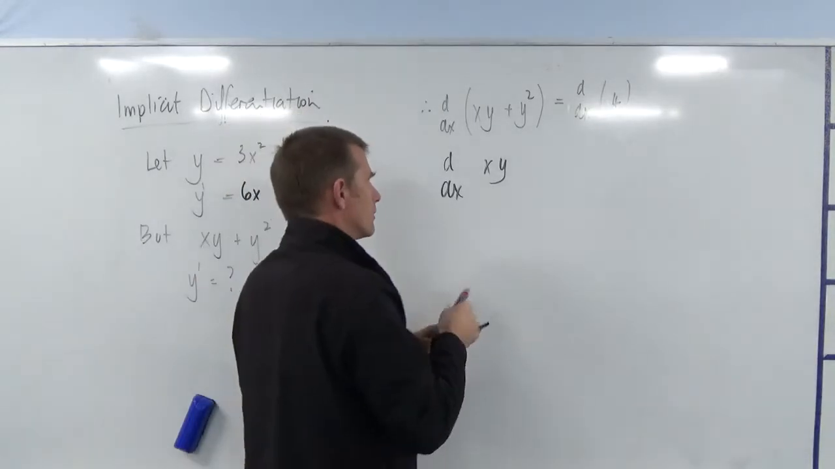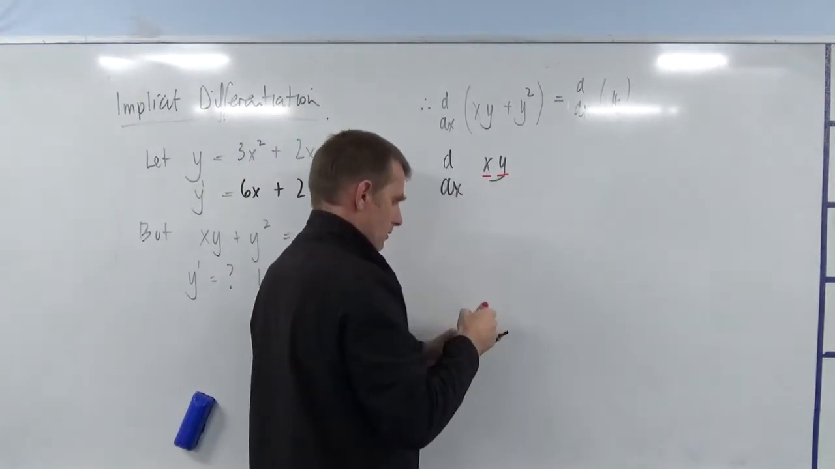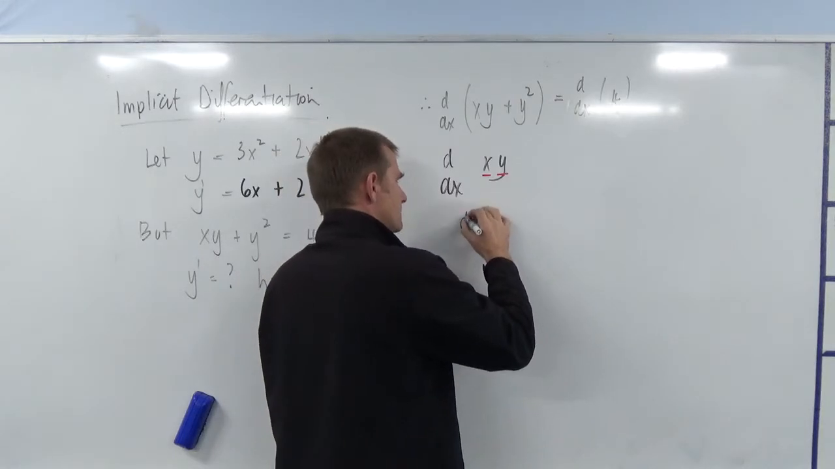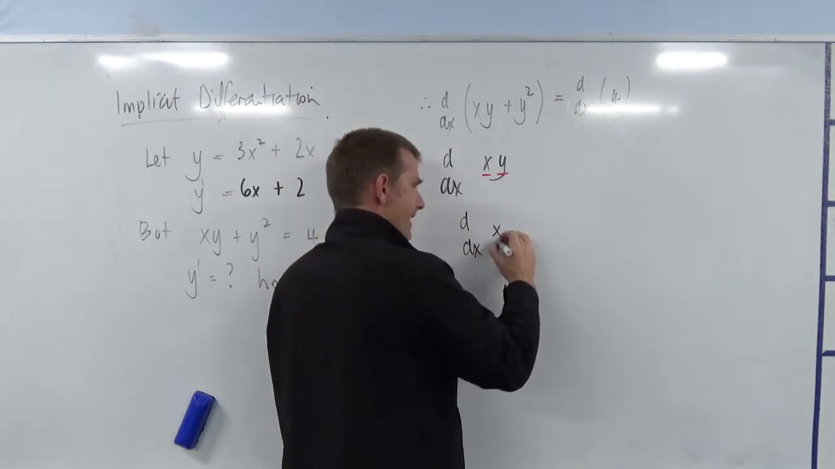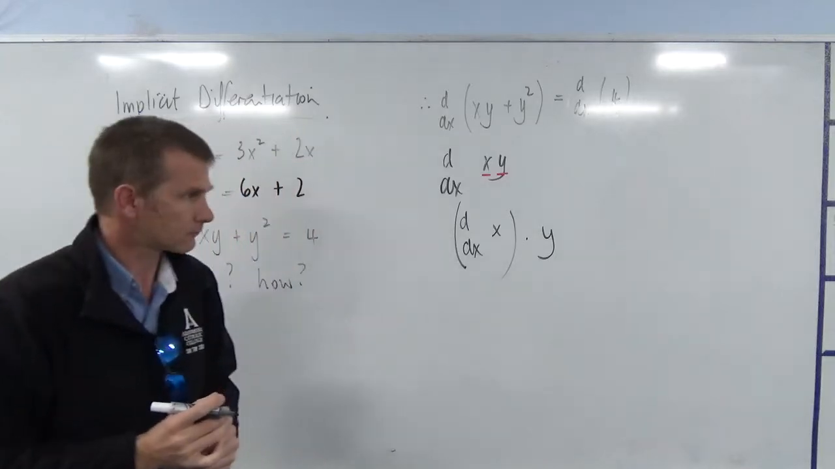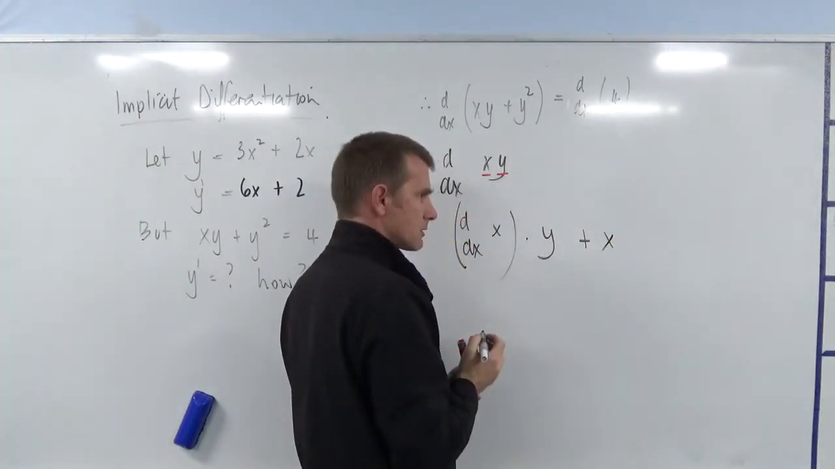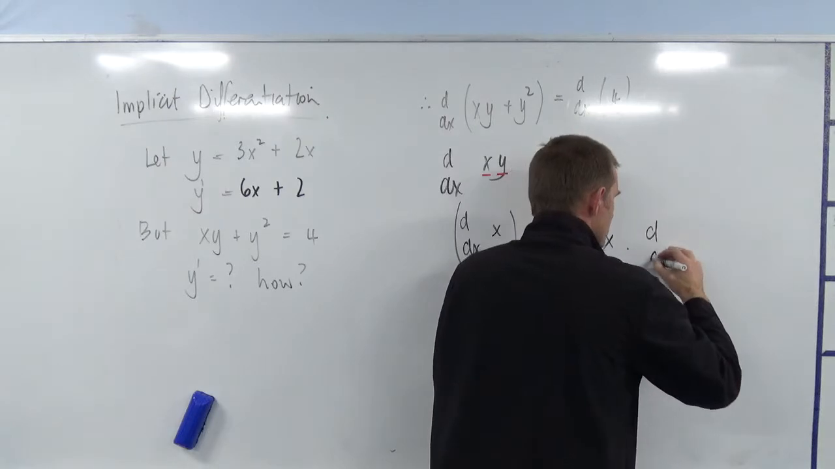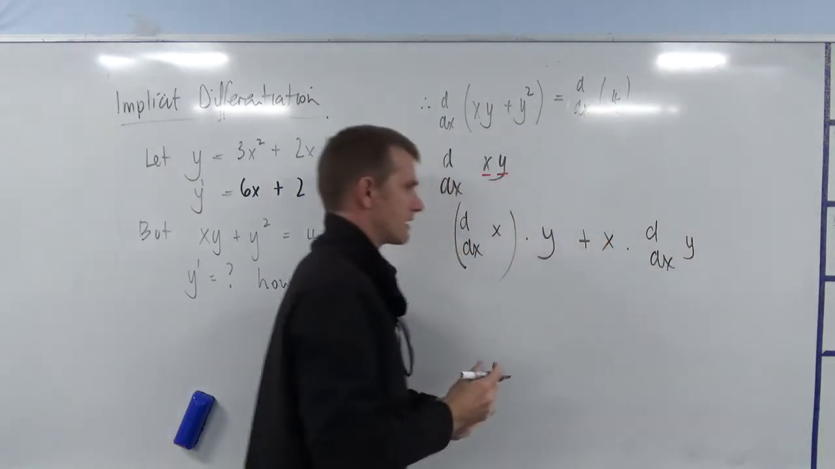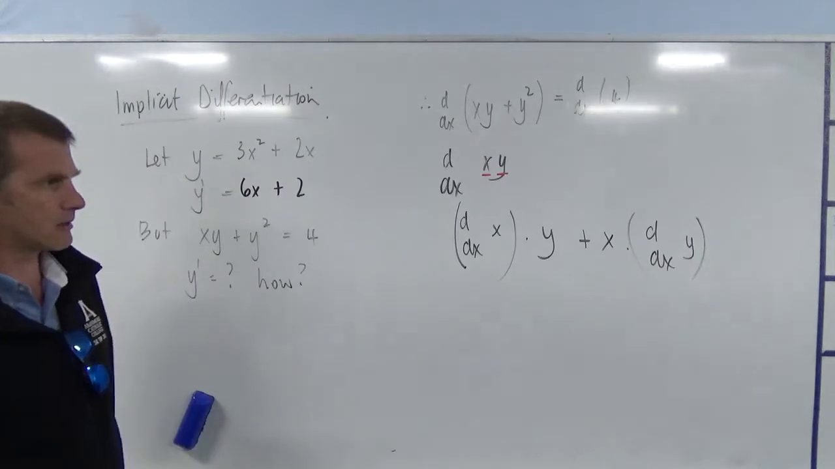The product rule would say derivative of the first times the second. So derivative of the first, that's d dx of x times the second. And then the next part is plus the first times the derivative of the second. So that's just the product rule. Nothing too fancy there yet.